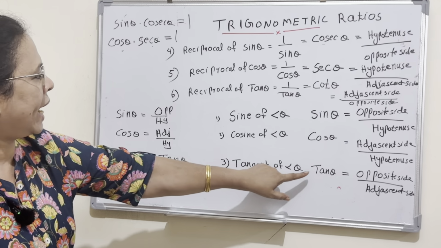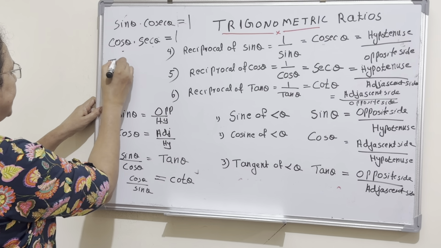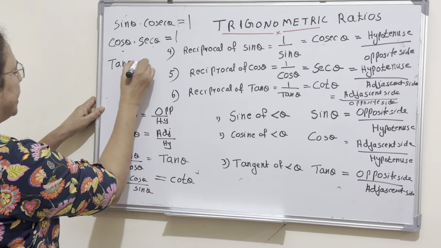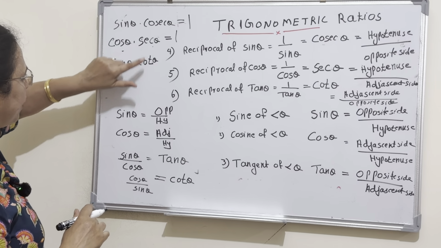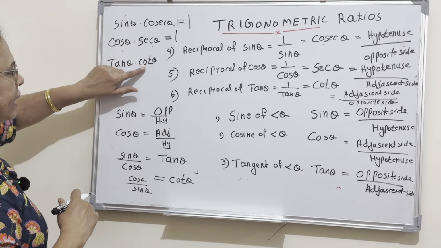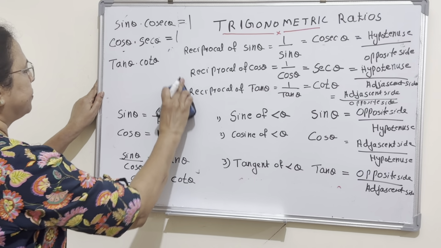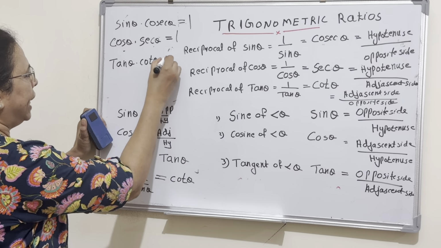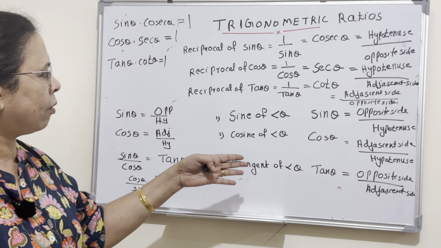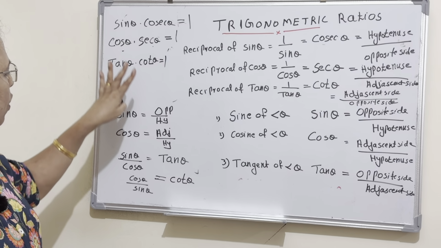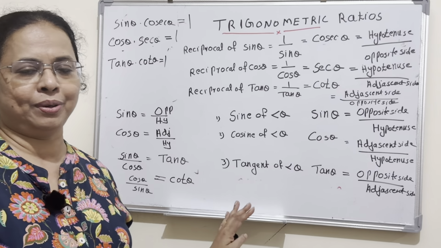Again, the reciprocal of tan theta is cot theta. Tan theta into cot theta, that means tan theta into the reciprocal of tan theta, and the answer again comes 1. So we studied all these trigonometric ratios. These are the important trigonometric ratios and you should know how to write them in different ways. Okay, that's all for today.